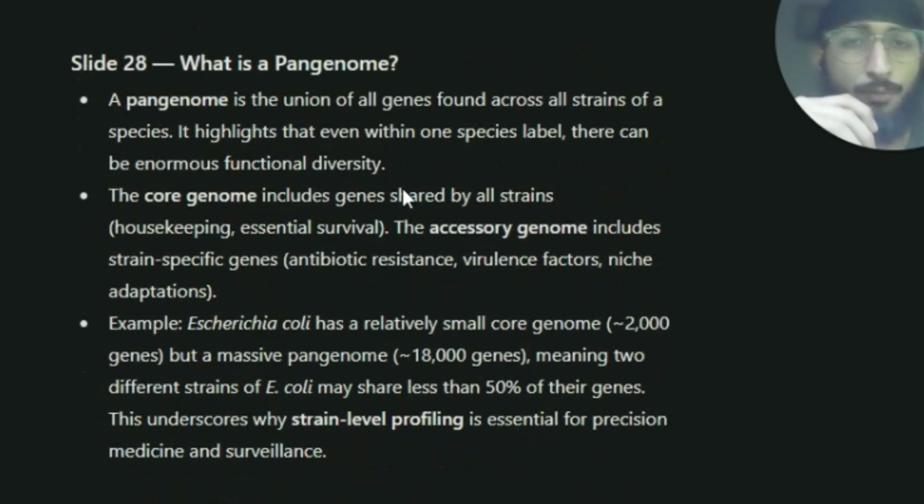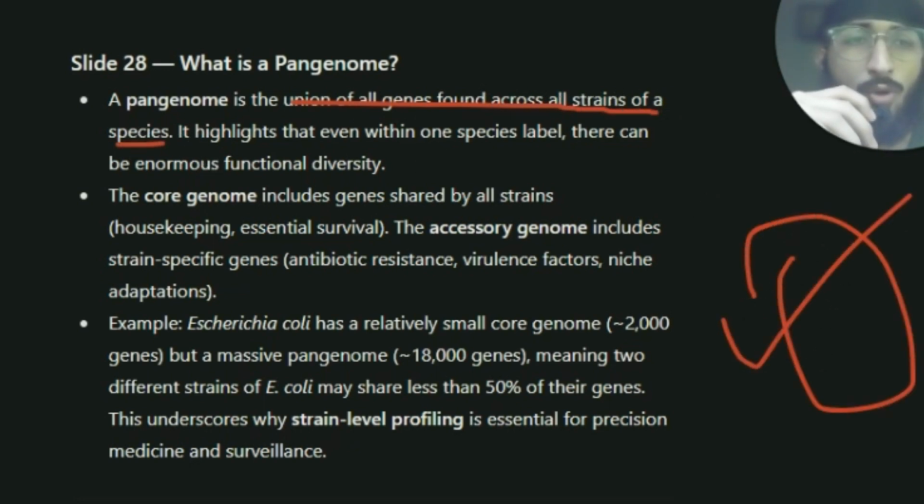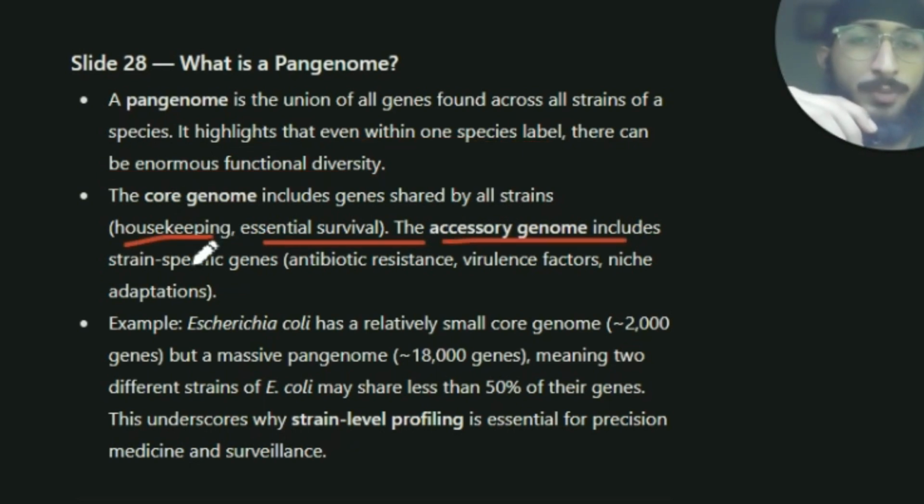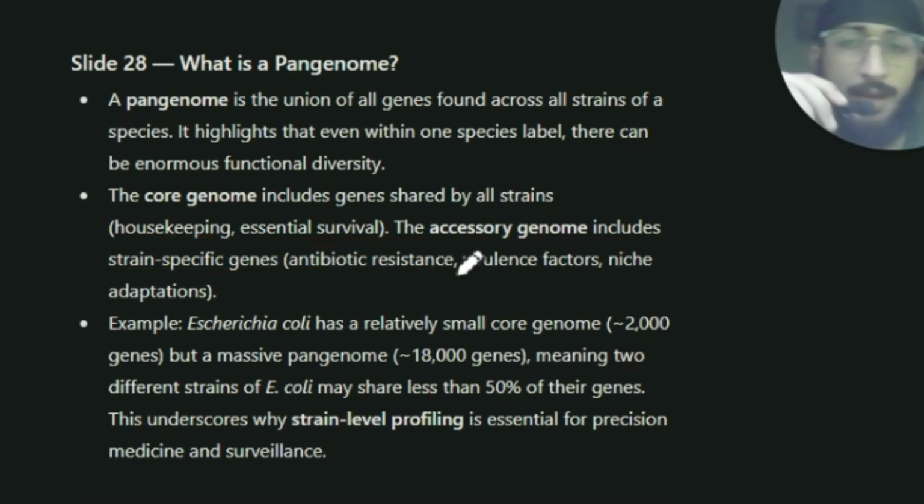Now, what is a pangenome? So, a pangenome is the union of all genes found across all strains of a species. It highlights that even within one species label, there can be enormous functional diversity. The core genome includes genes shared by all strains, housekeeping, essential survival. The accessory genome includes strain-specific genes, antibiotic resistance, virulence factors, niche adaptations.